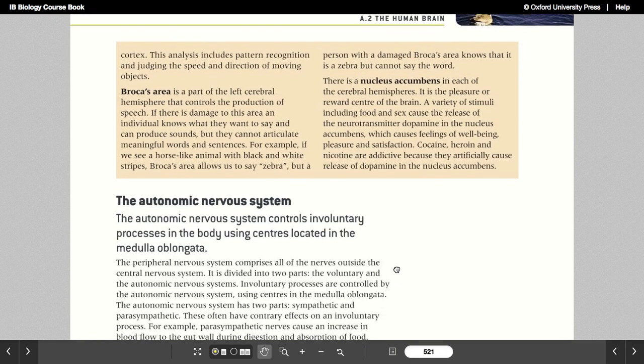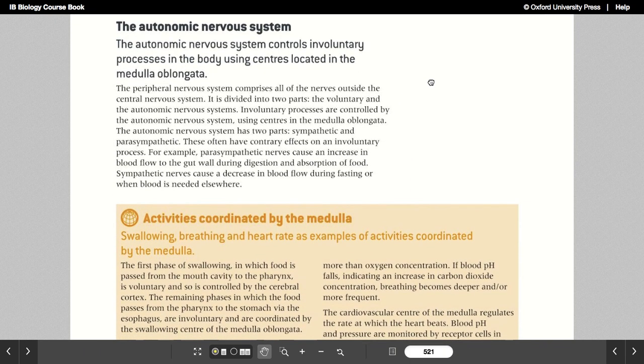Okay. And then the autonomic nervous system. So those are all of the controls that we don't control ourselves. So there's the somatic nervous system, which controls our skeletal muscles. And then there's the autonomic nervous system. So smooth muscle and cardiac muscle are controlled by the autonomic nervous system. This is also when we get into the parasympathetic and sympathetic nervous system. So hopefully you can picture this.